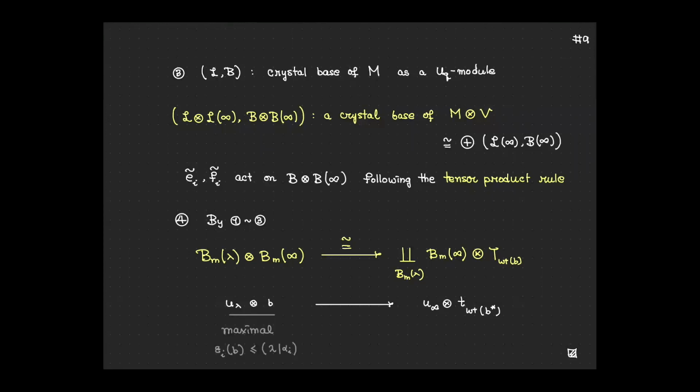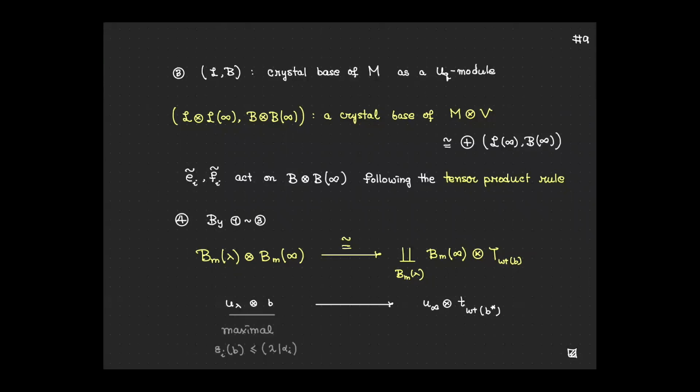And now finally we need to decompose or characterize the maximal vectors in this tensor product. And it's very simple. Following the tensor product rule of crystals, each connected component is completely determined by the highest weight elements. And following the tensor product rule, each highest weight element is given by this form. The first tensor factor is always highest weight, so it's u lambda. And the second one is not necessarily highest weight, but it has the following combinatorial formula.